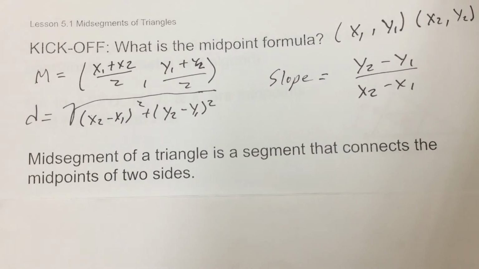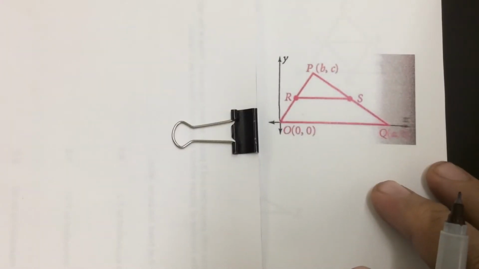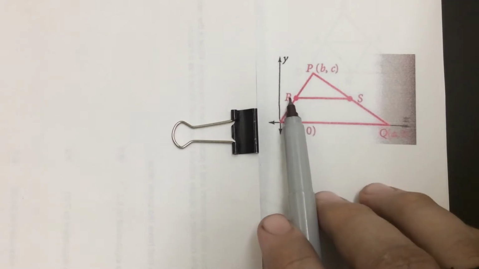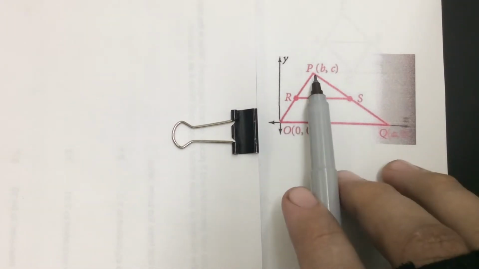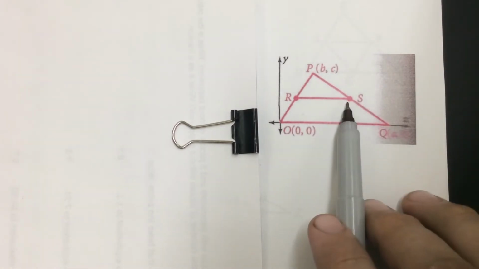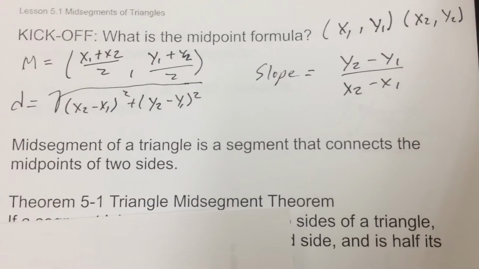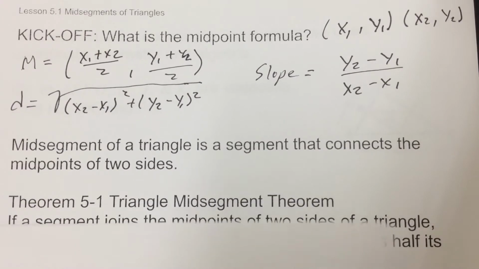So what we're going to be getting into is the mid-segment of a triangle, which is going to be the segment that's going to connect the midpoints of two sides. So what we're talking about is if we're looking at, say, this triangle here, R and S are both midpoints of P and O and of P and Q here. So RS is the mid-segment of that triangle. All right? Go back here in case you're still writing that down.